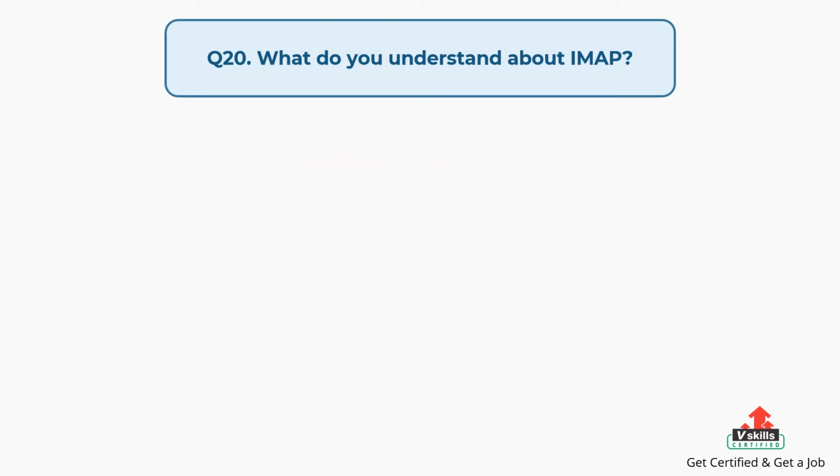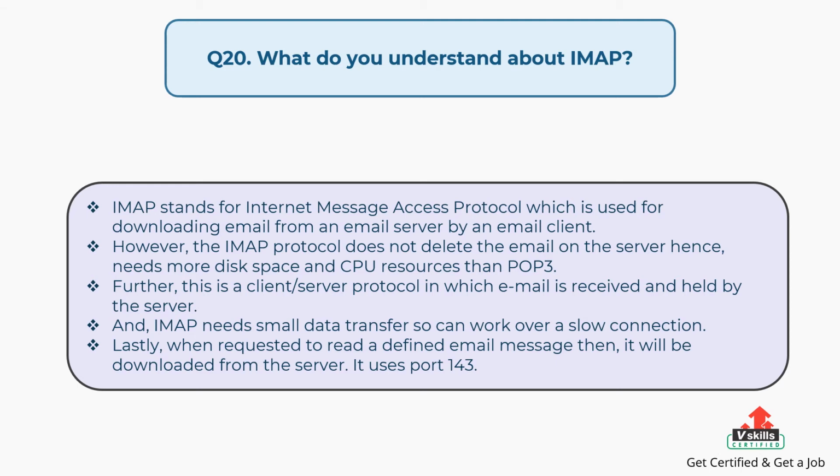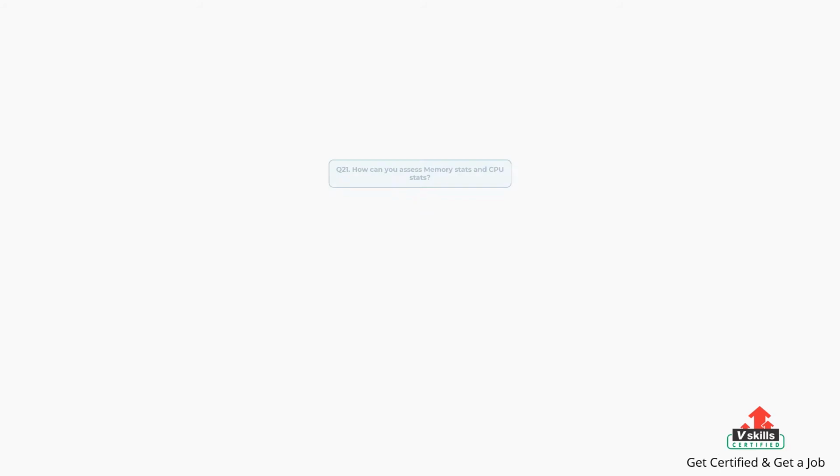Question number 20. What do you understand about IMAP? The answer is IMAP stands for Internet Message Access Protocol, which is used for downloading email from an email server by an email client. However, the IMAP protocol does not delete the email on the server, hence, needs more disk space and CPU resources than POP3. Further, this is a client or server protocol in which email is received and held by the server. And, IMAP needs small data transfer so can work over a slow connection. Lastly, when requested to read a defined email message, then, it will be downloaded from the server. It uses port 143.